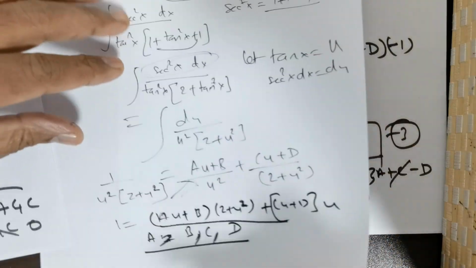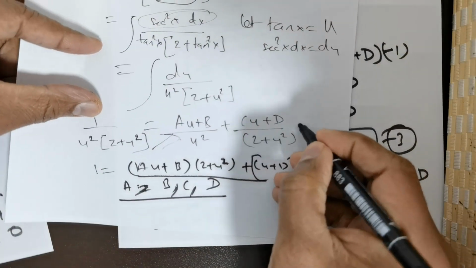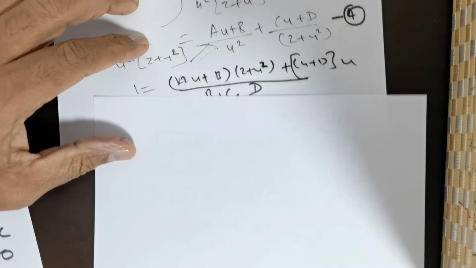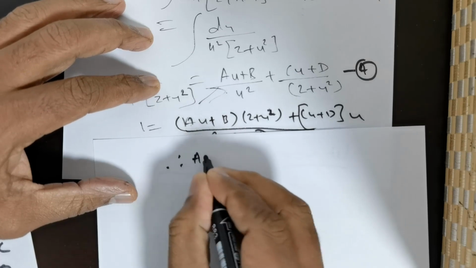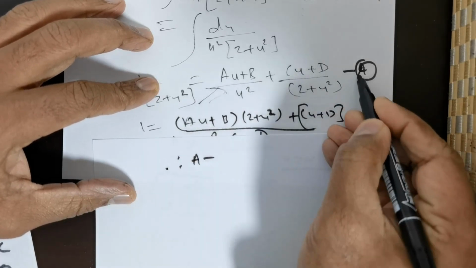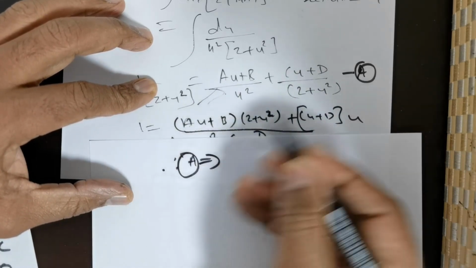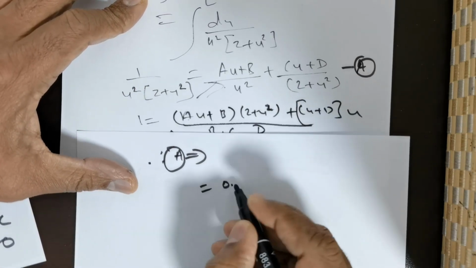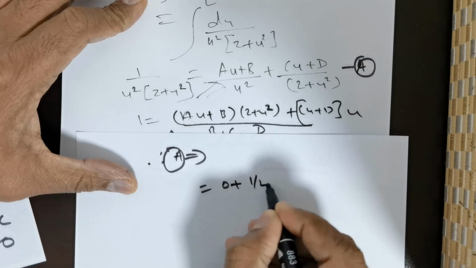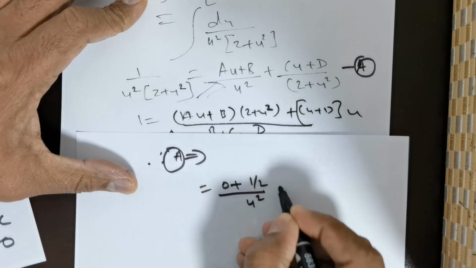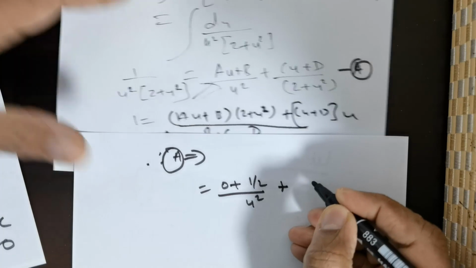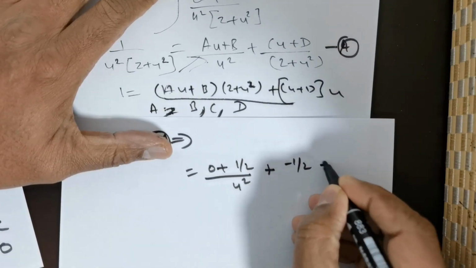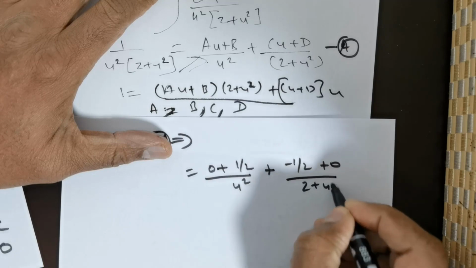So let me go back over here. This is the original integral. So let me take this as sum a. I'm going to flip the paper and rewrite this. So therefore the equation a can be rewritten as a is 0. So 0 plus b is 1 over 2 divided by u squared, plus c is negative 1 over 2, negative 1 over 2, d is 0, so you get 2 plus u squared.